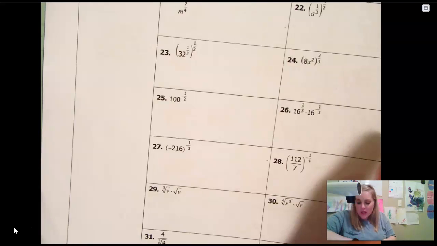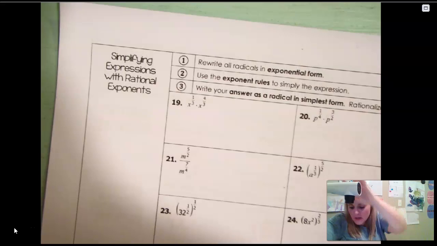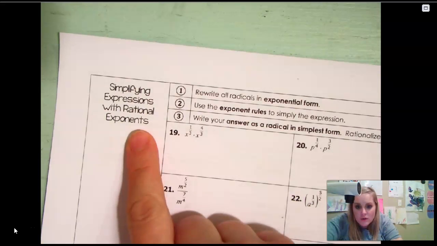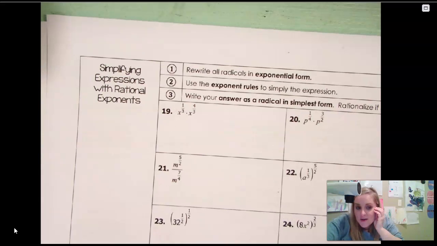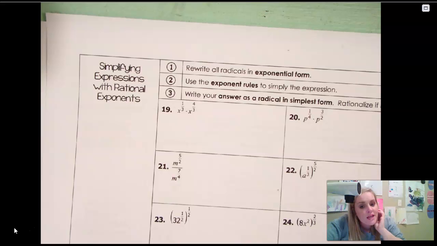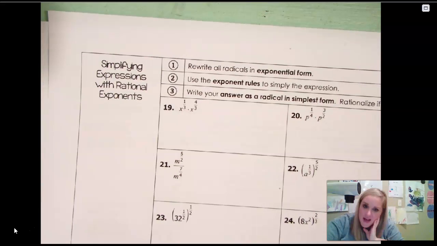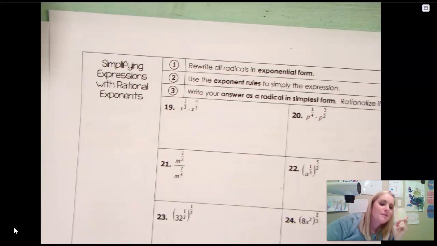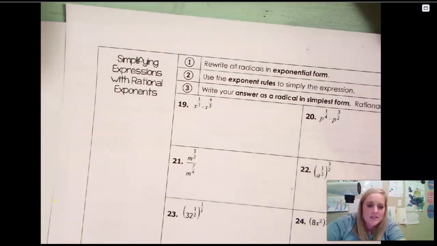Moving on. Now, we are going to be simplifying expressions with radical exponents. So we have to remember the rules for our exponents. I know I sang this to you. I'm going to do it again. When you multiply like bases, add exponents.